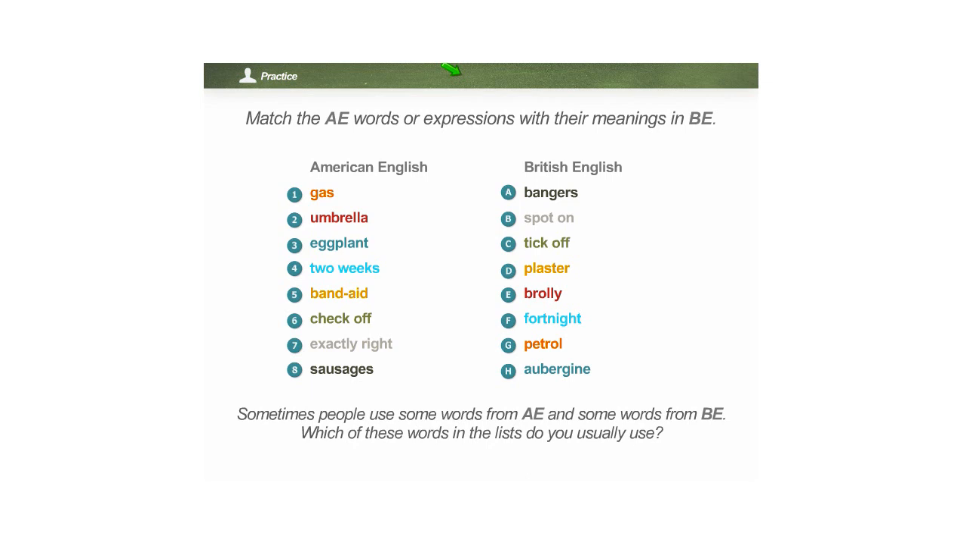Exactly right. What's the British for exactly right? And the last one is sausages. So who can tell me these 2? Okay, let me ask Forrest. Go ahead, Forrest. I can't hear you very well, Forrest. Okay, for number 7 or number 8? Okay, so exactly right is spot on, and the sausages are bangers.